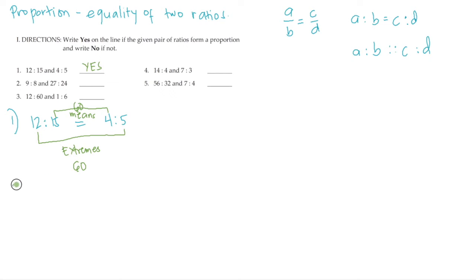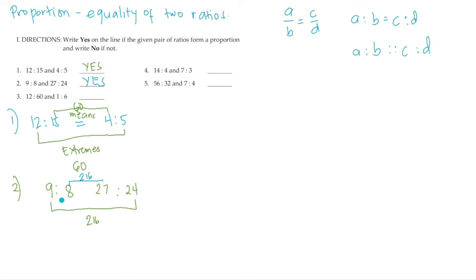Now, let's have the second example. We have 9 is to 8 and 27 is to 24. If we multiply the extremes, 9 times 24 is 216. Next, we have 8 times 27, so this is also 216. Therefore, it is a proportion.